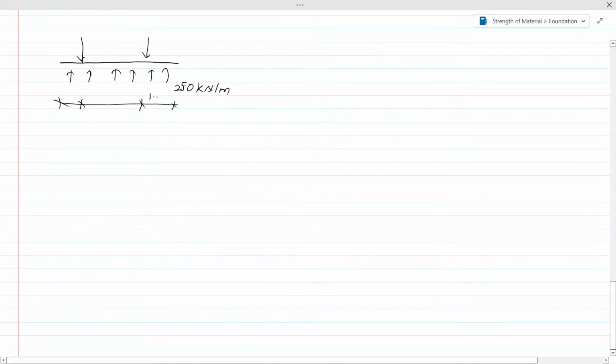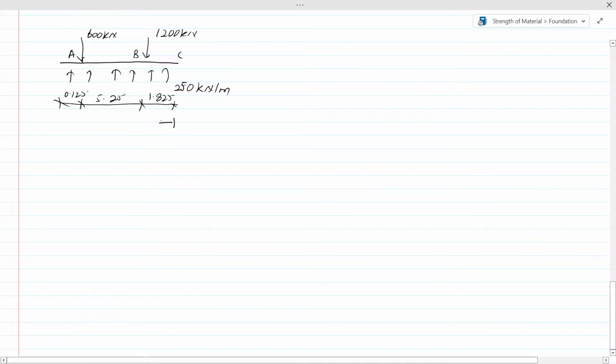Let's write 1.825 from the calculations, and this is 5.25. This is 0.125. This load is 600 kilonewton. This will be 1200 kilonewton. Let's say these points are A and C. Now we have to calculate the bending moments.